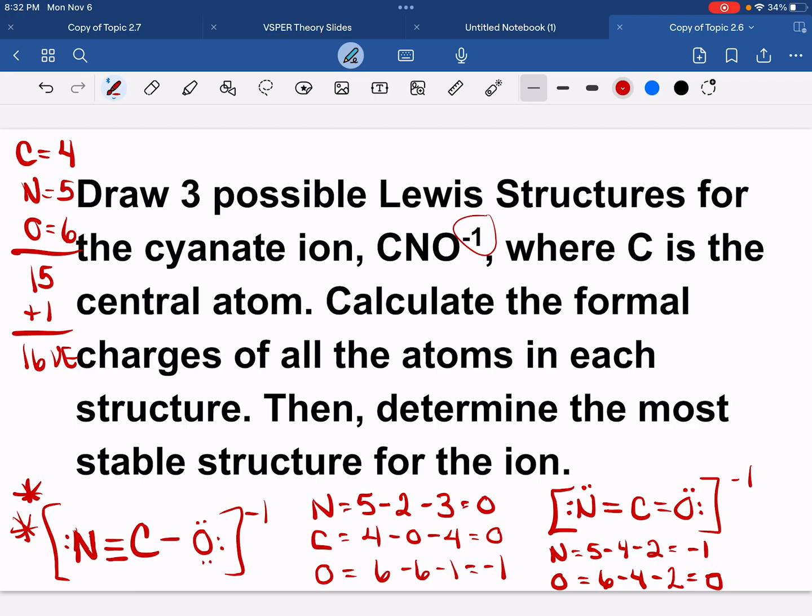Okay, and then you could do one where you put the triple bond over with the oxygen, and calculate that. So you can see that formal charge helps you determine the best Lewis structure that you can write.